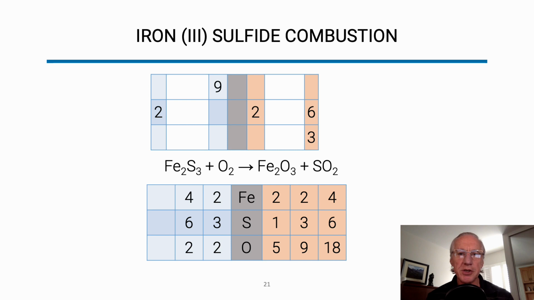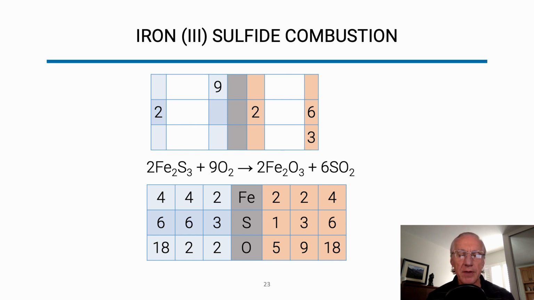If we add a coefficient of 9 in front of the diatomic oxygen, we should get to 18. And sure enough, we do when we count the oxygens after we add the 9. So now we have 4 irons on the left and right, 6 sulfurs on the left and right, and 18 oxygens on the left and right.